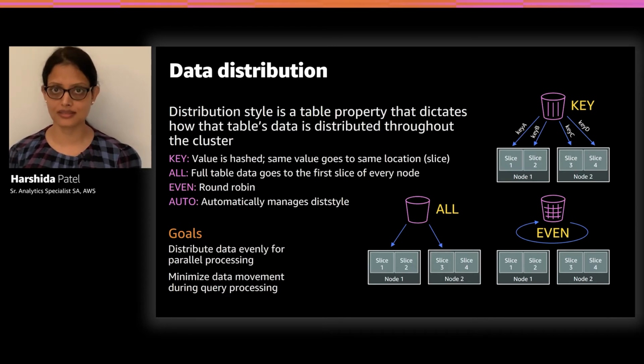Redshift takes a hash value of that, does a modulo, and distributes the data across the compute nodes and the slices. Distribution style all is where Redshift puts a copy of the table on each and every compute node. A great candidate is smaller tables like dimension tables, with less than 3 million records. Distribution style even is where Redshift does a round robin and distributes the data across the compute nodes. And distribution style auto is where Redshift automatically handles the distribution style for you based on recommendations and your workload patterns.